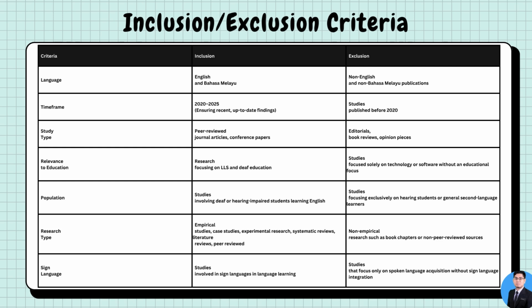We also excluded studies that are not in English or Bahasa Melayu, and studies that lack an educational or empirical basis, meaning we exclude studies that are not collecting data or not having real life experience conducted on deaf students. This filtering process helped narrow the scope to high quality studies that directly inform teaching practices.